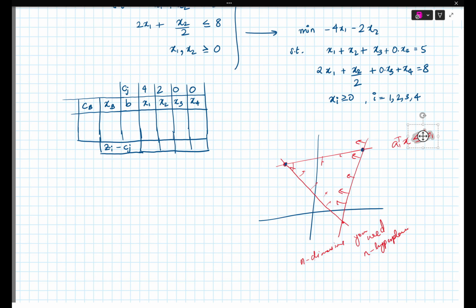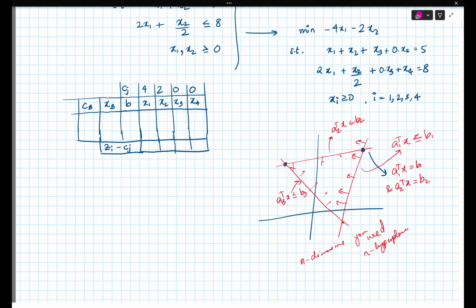This point is here means, so I said this is a1 transpose x less than equal to b1. This is a2 transpose x less than equal to b2. This is a3 transpose x less than equal to b3. Then at this point a1 transpose x is equal to b1, and again talking about this point, a2 transpose x is equal to b2.